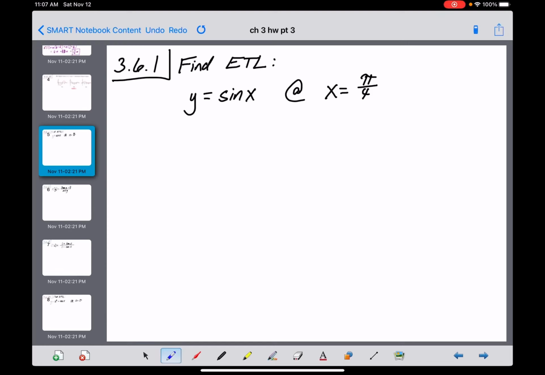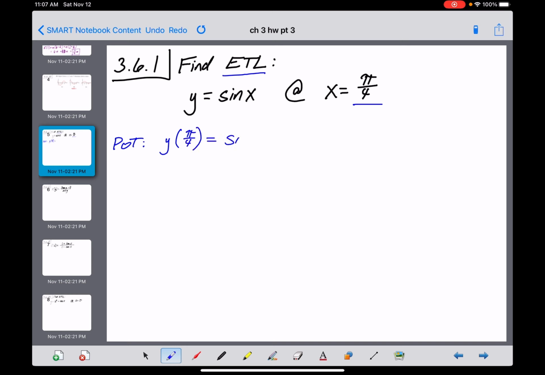Okay, problem number 1 on section 3.6 is asking us to find the equation of a tangent line to this curve right here, y is equal to sine of x, at x is equal to pi over 4. So, just like the tangent line problems we did earlier in this chapter, there's two things we need to know. One of those things is our point of tangency, which comes from taking the original function, and I'm going to use a weird hybrid notation here, the original function y, and evaluating it at this a value of pi over 4.